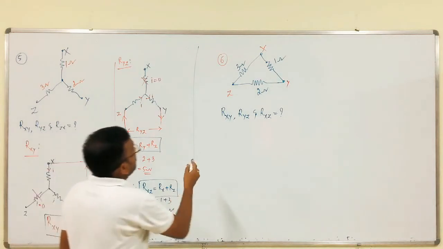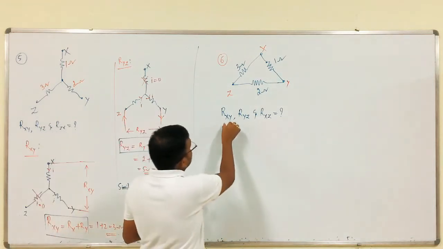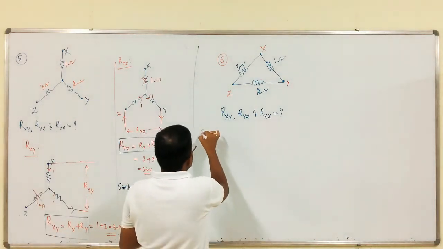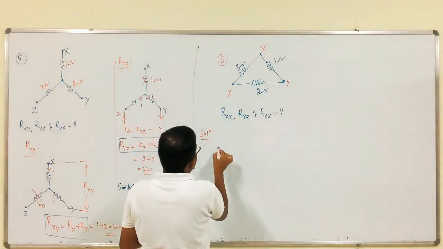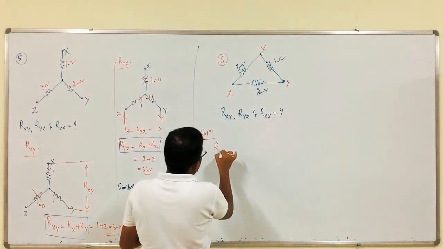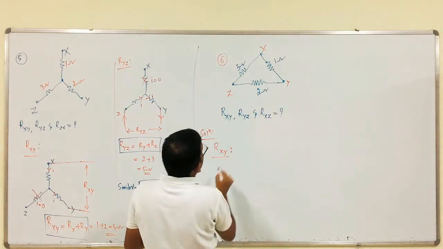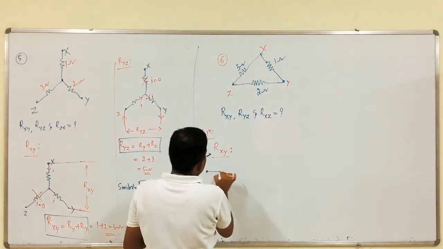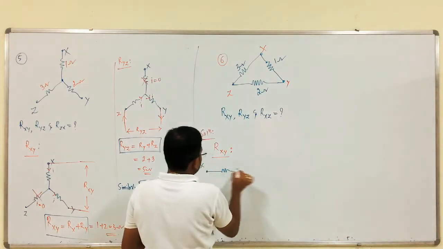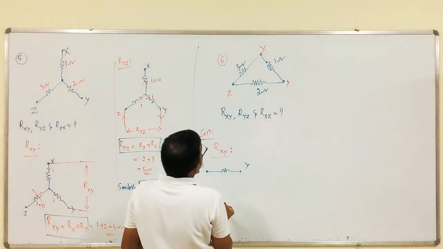So, coming to this problem, we are calculating Rxy. First solution, first one is Rxy, right? First one is Rxy. So, this is x, this is y, right?